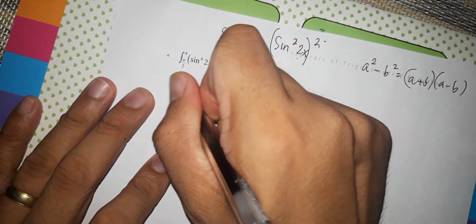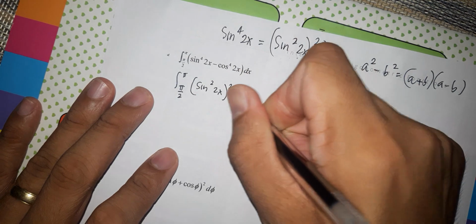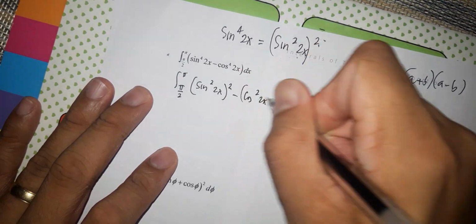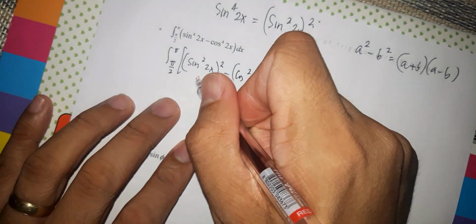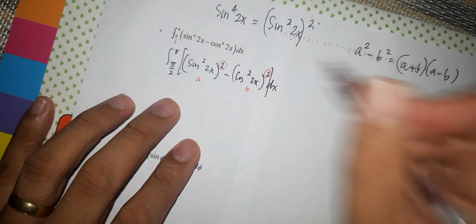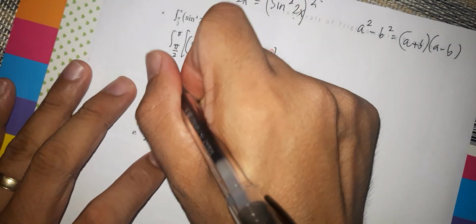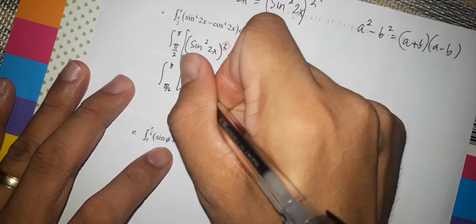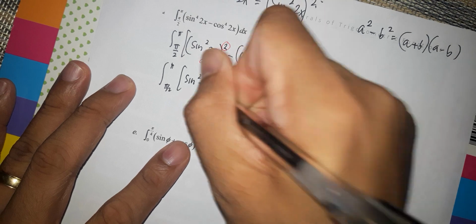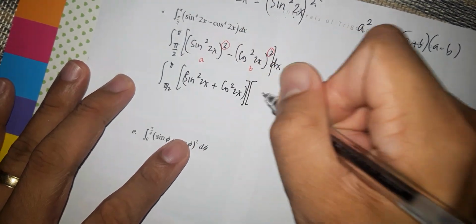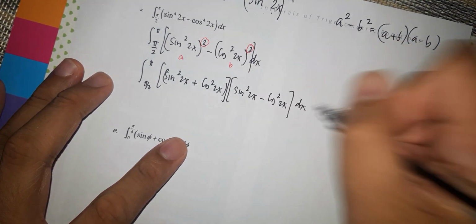So which gives sine squared 2x raised to the second minus cosine squared 2x raised to the second dx. So that gives you a squared minus b squared. And a squared minus b squared is simply a plus b times a minus b. So this is the integral from pi over 2 to pi of sine squared 2x, that's your a, plus b, which is cosine squared 2x, multiplied by sine squared 2x minus cosine squared 2x dx.